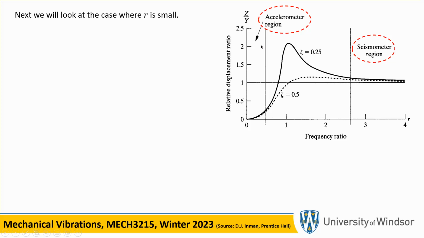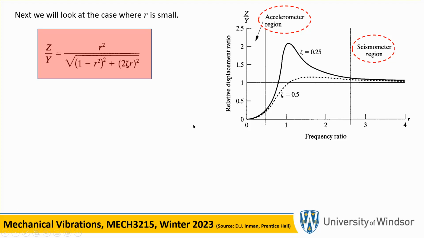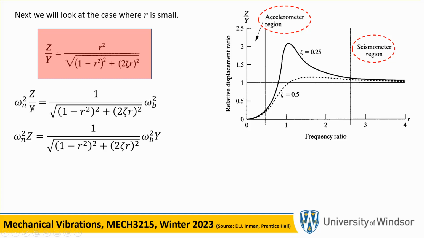Now, let's look at the case. Let's go back to the accelerometer region, where R is small, okay? Again, I wrote down the expression for Z over Y for you. And notice that this R squared simply means omega b squared over omega n squared, right? This R is nothing but omega b over omega n. And when you square it, omega b squared over omega n squared. If you rearrange that, you bring the omega n squared multiplied by this, you leave omega b squared there, and if you multiply both sides by big Y, you get this expression.